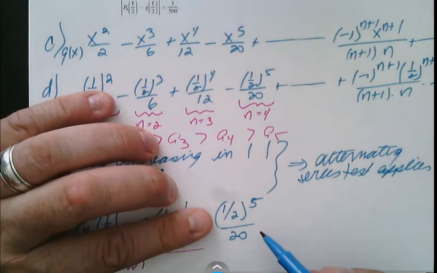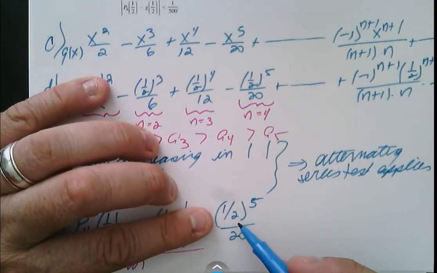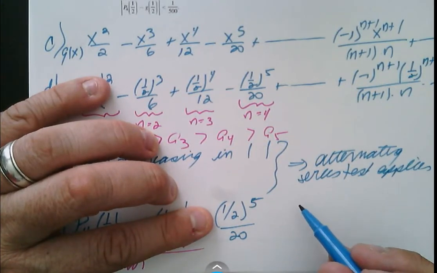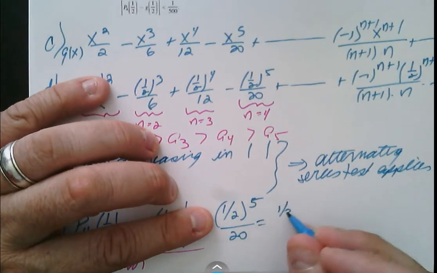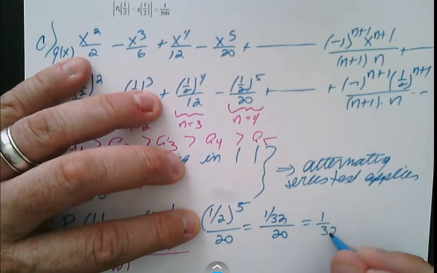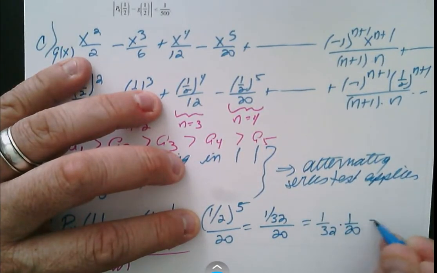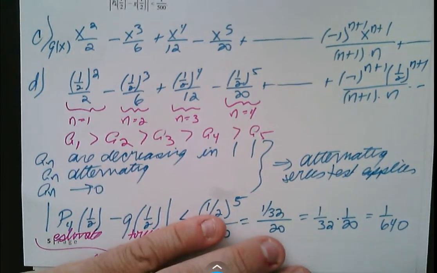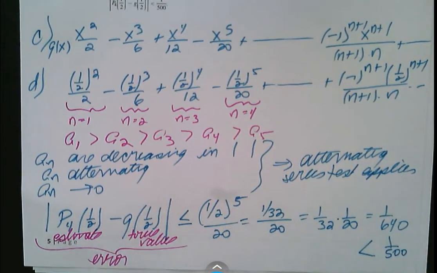Now, you're going to have to finish off the math here. 1/2 to the 5th. 1/2 times a half is a 4th. Times 1/2 is an 8th. Times 1/2 is a 16th. Times 1/2 is 1 over 32. And I've still got to divide that by 20. That's the same as 1 over 32 times 1 over 20, which is 1 over 640. 1 divided by 640 is less than 1 over 500 because 640 is larger than 500.